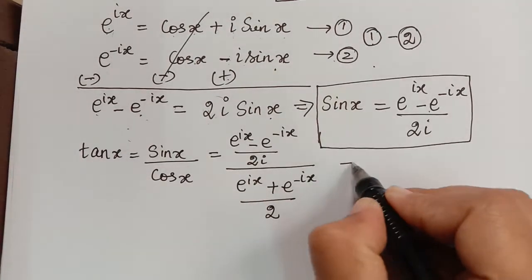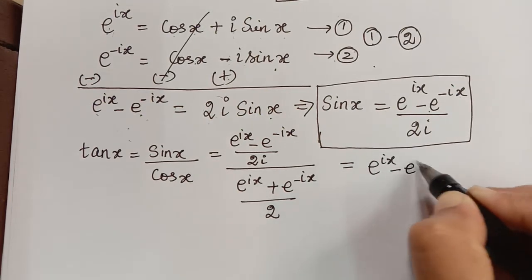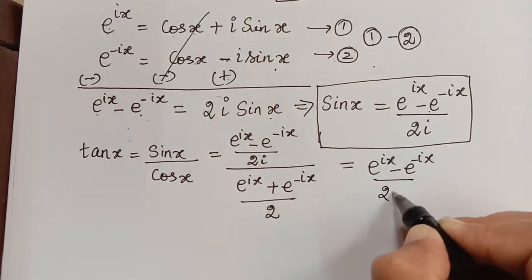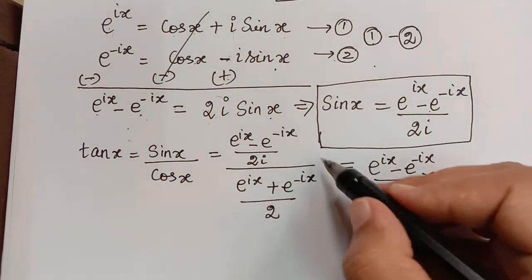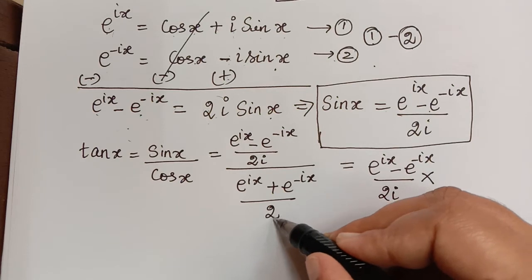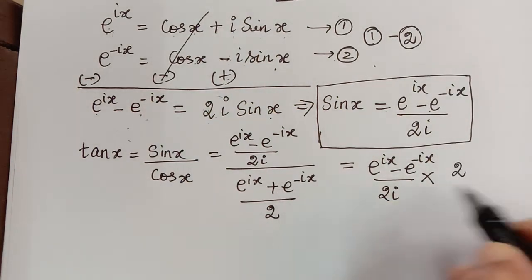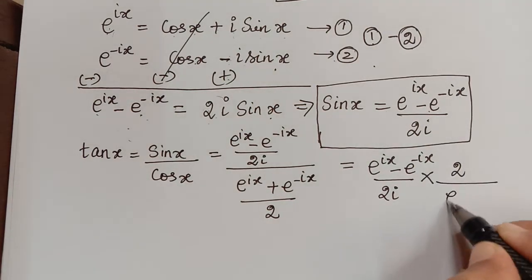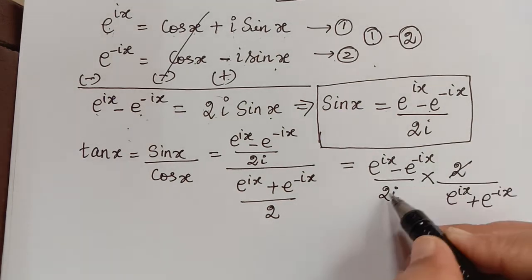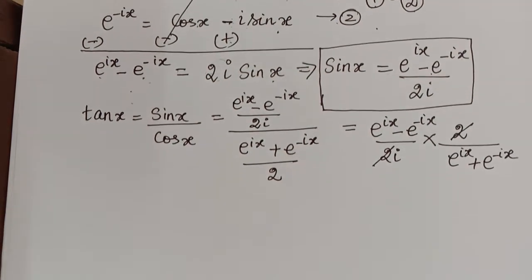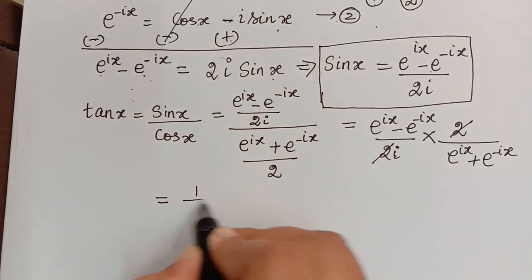And so this will be equal to, first we will write this term, e power ix minus e power negative ix divided by 2i multiplied with, now when we take this as a product, the 2 which is here in the denominator will go to the numerator because it is the denominator of the denominator. So divided by e power ix plus e power negative ix. So this 2 and this 2 will get cancelled, and so therefore tan x will be equal to, we have this 1 by i which we can write like this.